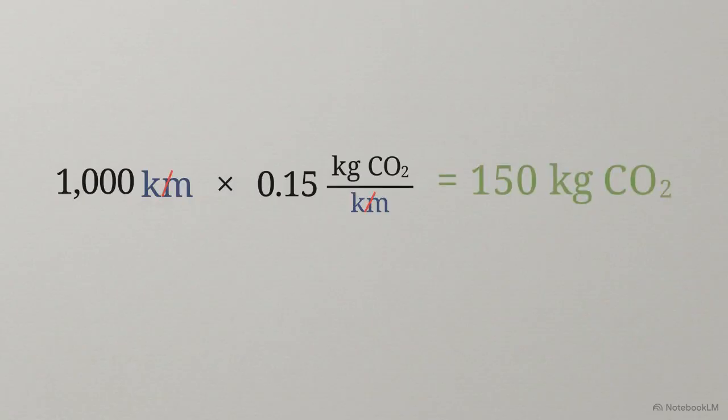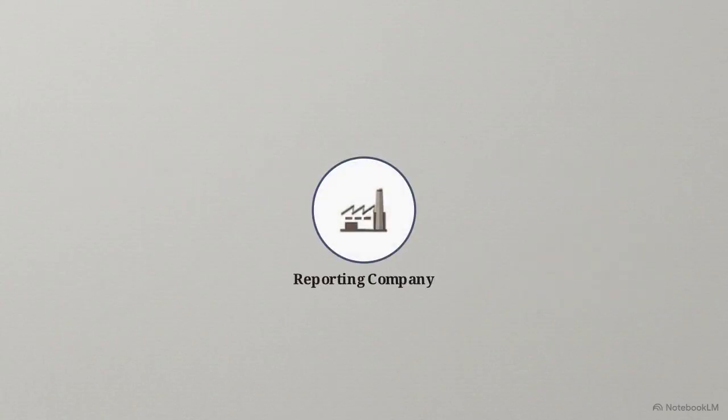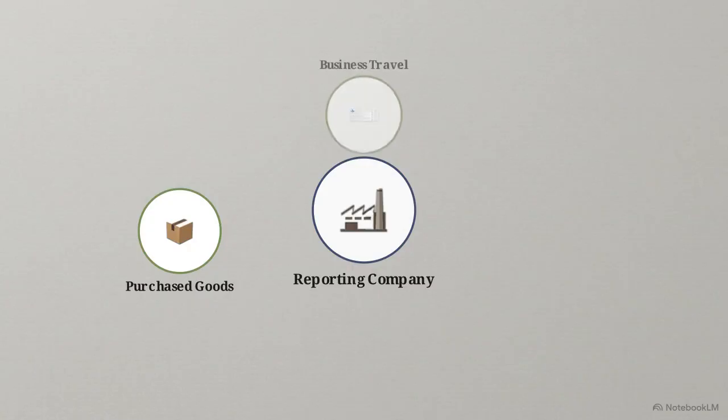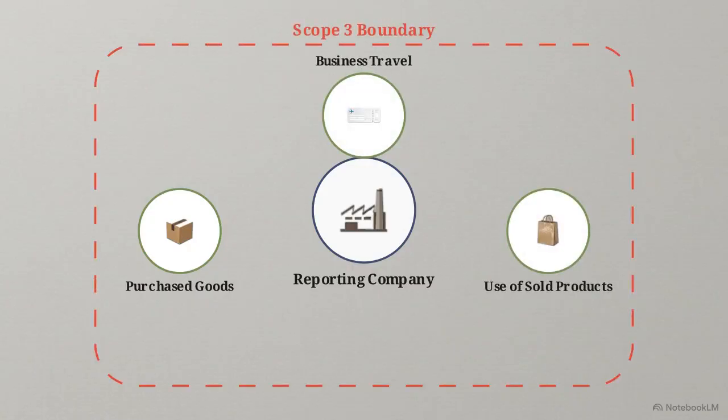Multiplying distance by the emission factor yields 150 kilograms of CO2. Because the company bought a ticket rather than owning the airplane, this falls under Scope 3. Scope 3 captures the wider value chain. It measures the climate impact of your suppliers, your employee travel, and the eventual use of the products you sell.